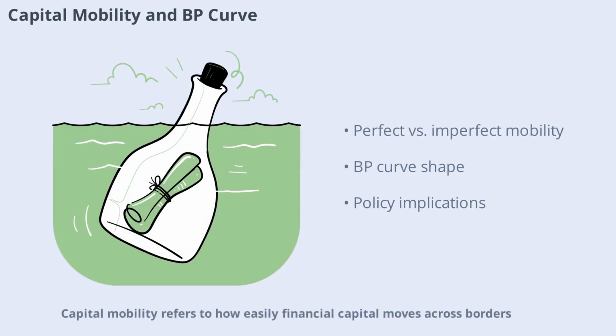Capital mobility refers to how easily financial capital moves across borders. With perfect capital mobility, the BP curve is horizontal, meaning any interest rate difference triggers large capital flows. With low mobility, the BP curve is steeper. The degree of capital mobility affects how fiscal and monetary policy impact output and exchange rates in an open economy.